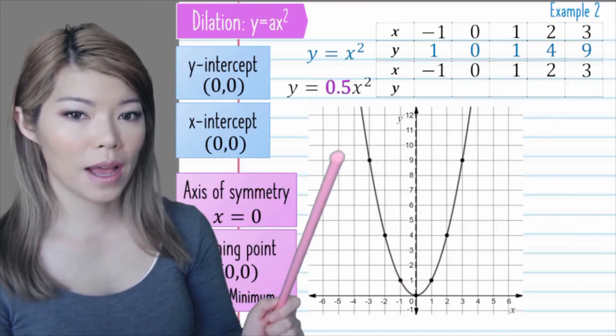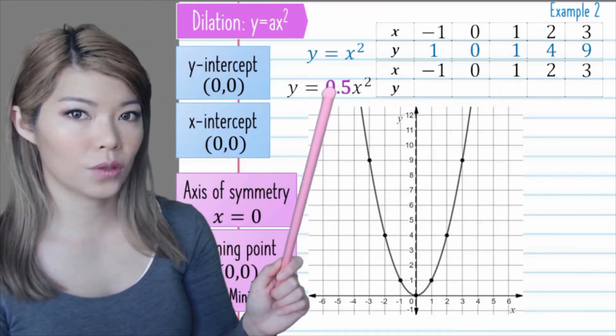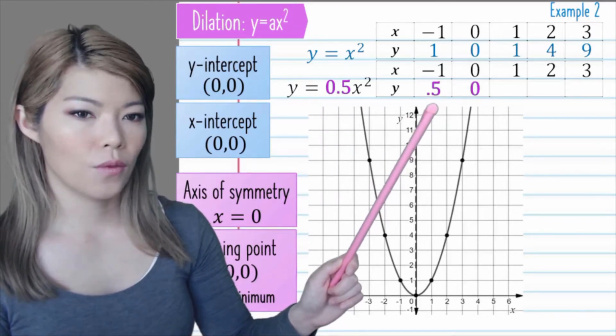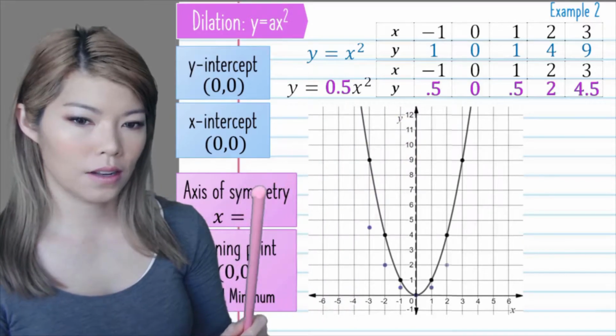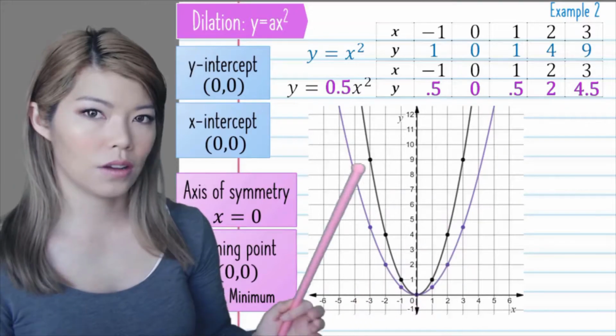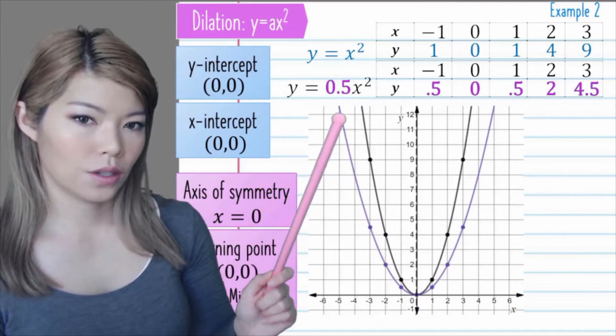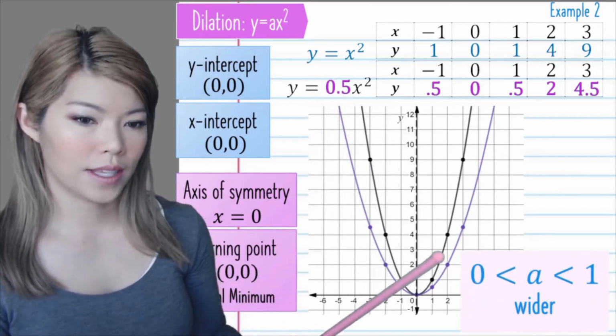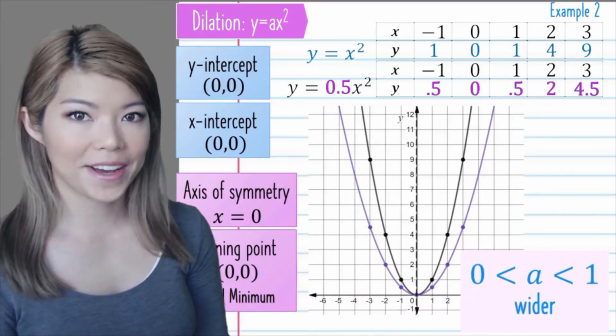Example 2. What happens when a, or the value in front of x squared, is less than 1? So let's say we have 0.5. So the y values will be a lot smaller. And our graph will look like that. So a lot wider. So when a, or the value in front of x squared, is less than 1, we say that the graph is wider.